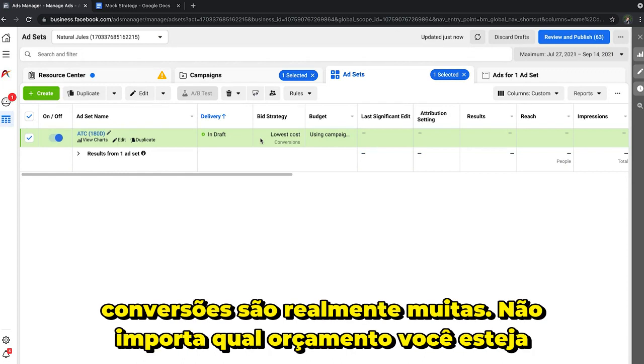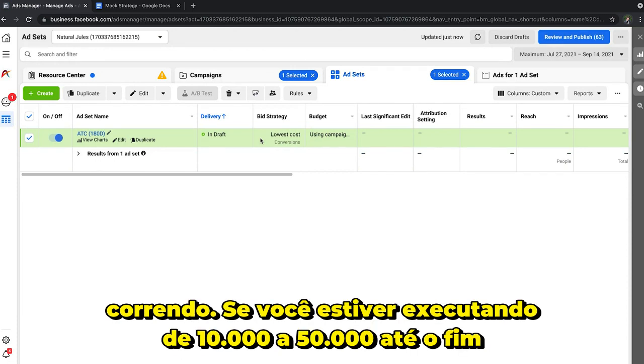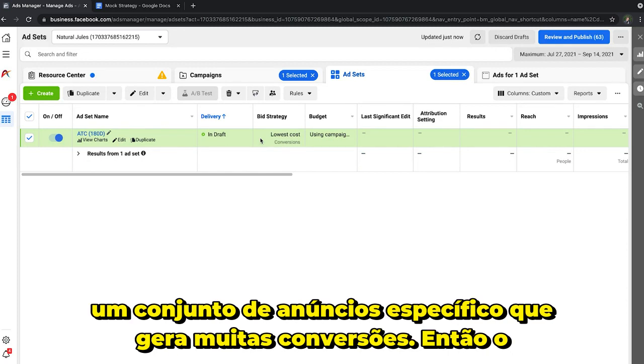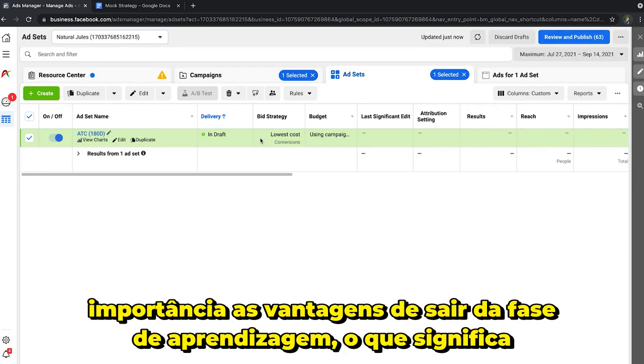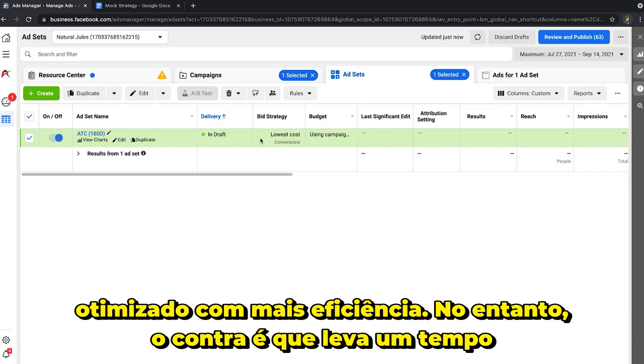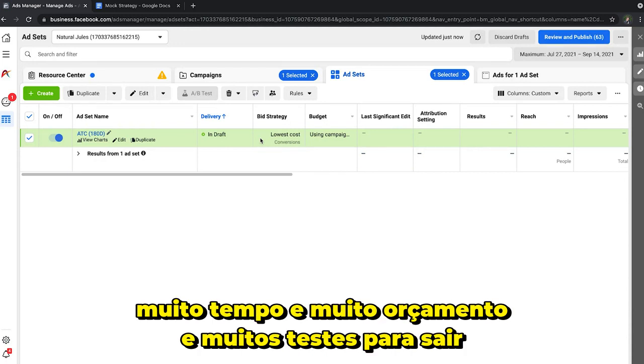50 conversions is actually a lot, no matter what budget you're running. If you're running 10,000 to 50,000, all the way up to $500,000 when it comes to one specific ad or one specific ad set, that is a lot of conversions. So the pros of exiting the learning phase, which means having more than 50 purchases, is that your ads will be optimized more efficiently. However, the cons is it takes a lot of time and a lot of budget and a lot of testing to exit that phase.